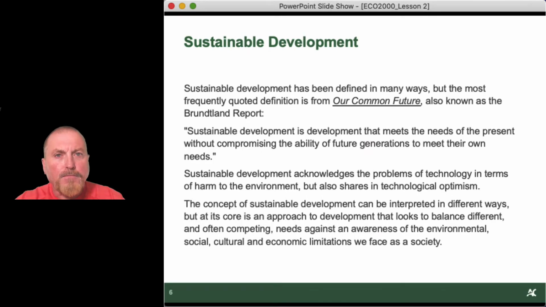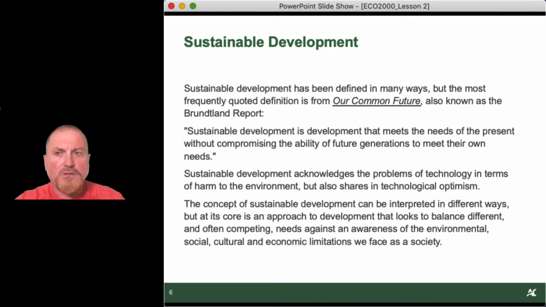And then another concept that fits more in line with environmental economics is the concept of sustainable development, which I'm sure you've all heard about through your high school education or your college education in other areas. Our Common Future, known as the Brundtland Report, is the most well-known articulation of this concept. It defines sustainable development as development that meets the needs of the present without compromising the ability of future generations to meet their own needs.